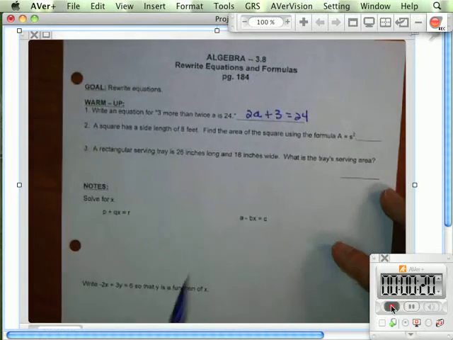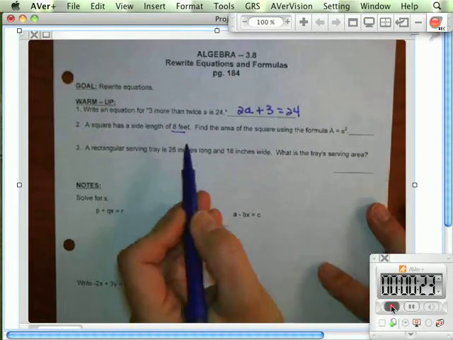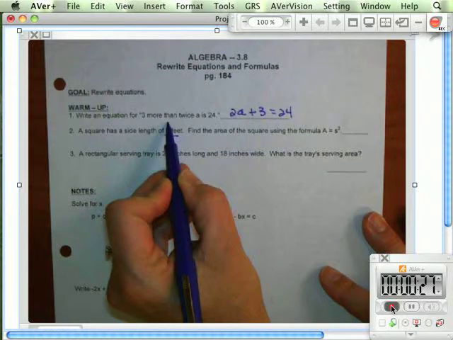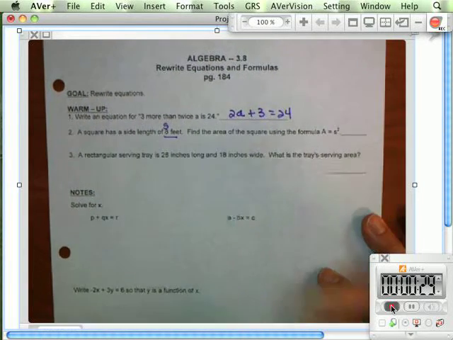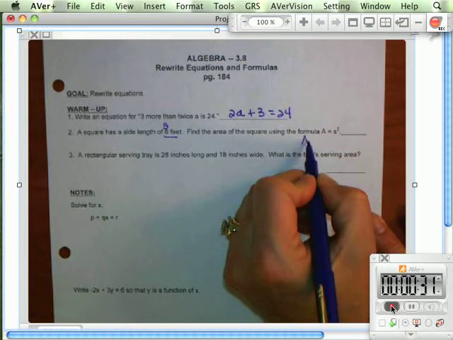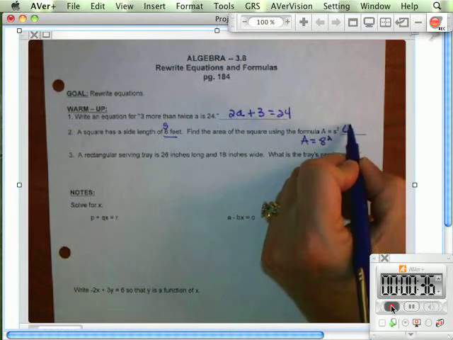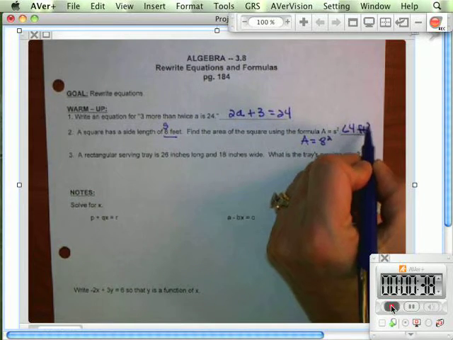All right, a square has a side length of 8 feet. Find the area of the square using this formula. So this is going to be my S. Area equals S squared. So area equals 8 squared. So the area is 64 feet squared, if we're talking area.